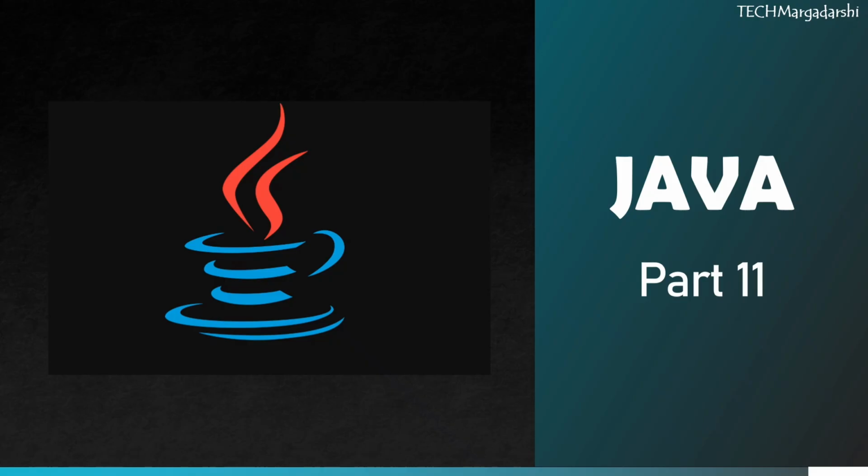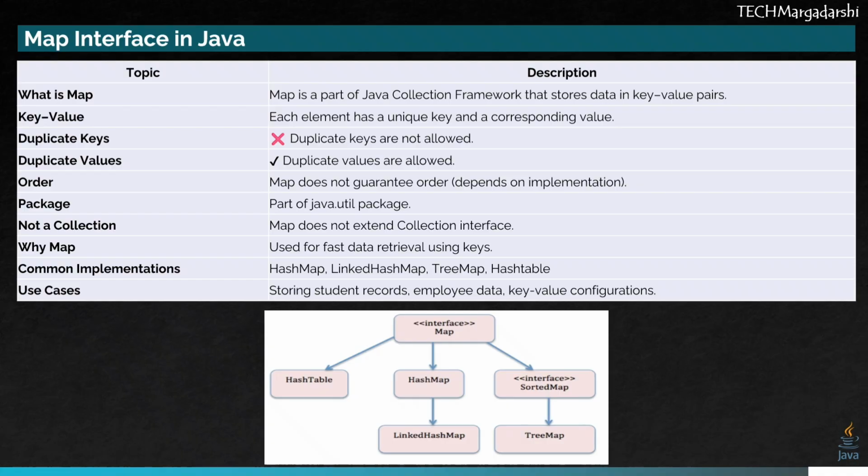In this part, we will explore the map interface in Java, which is used to store data in key value pairs. Map is a part of the Java collection framework that stores data in the form of key value pairs. Each element consists of a unique key and a corresponding value. In a map, duplicate keys are not allowed, but duplicate values are permitted.